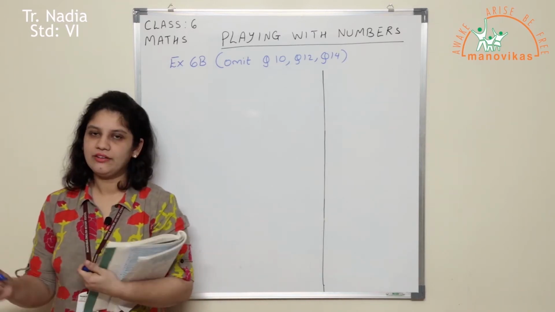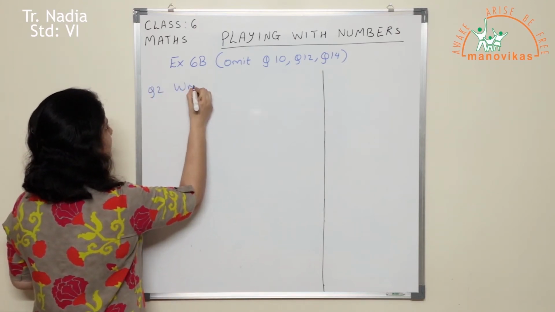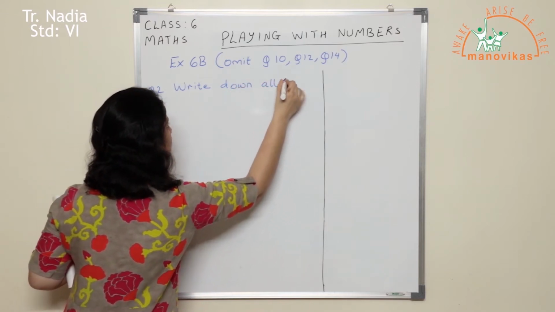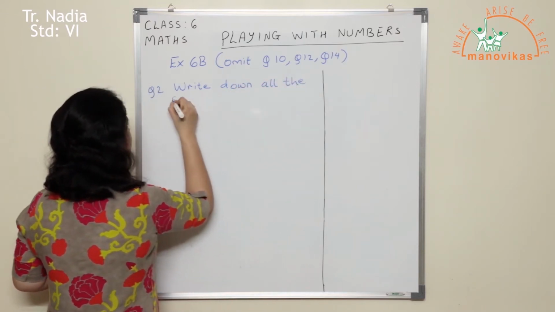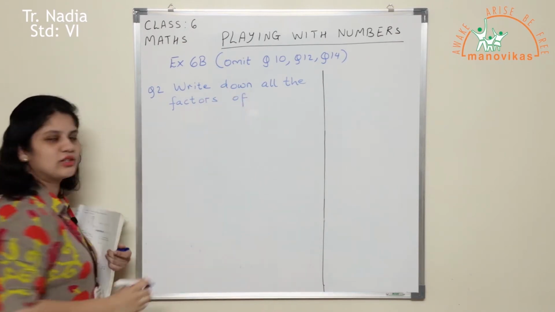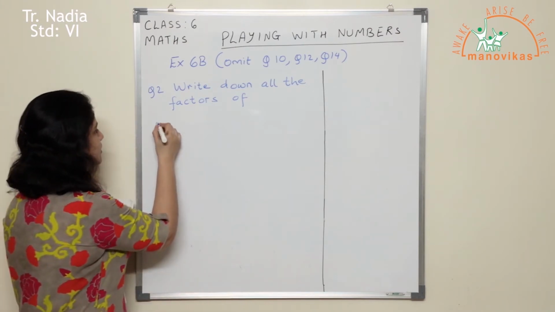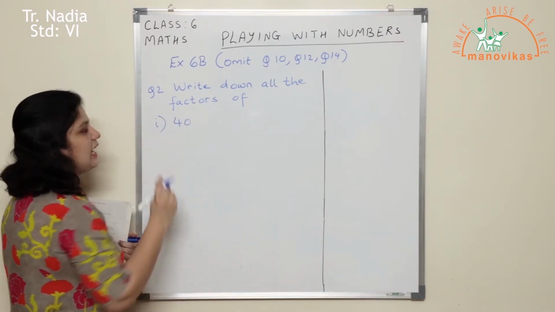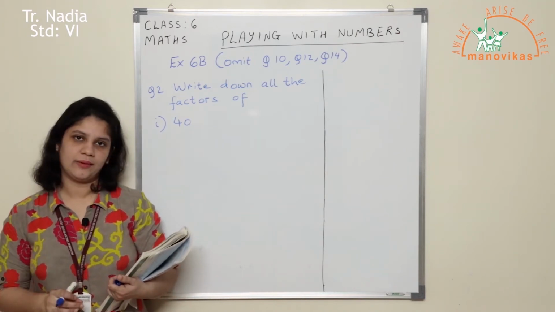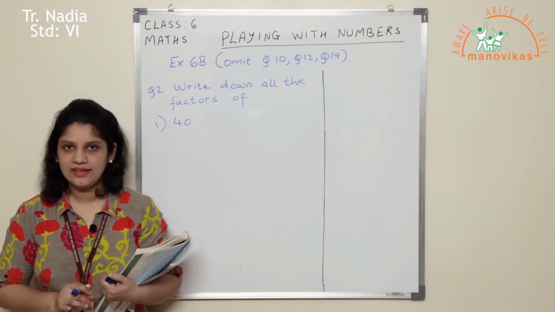Question 2 says, write down all the factors of. I'll solve the first example for you all. The rest you all can do on your own. The first one is 40. Now I have to write all the factors of 40. So I need to get all the numbers which can divide 40 completely without leaving any remainder.